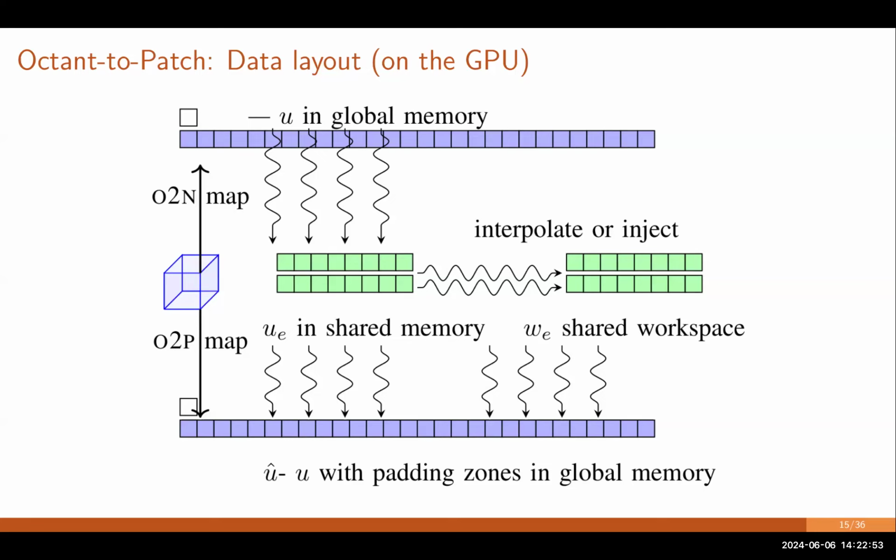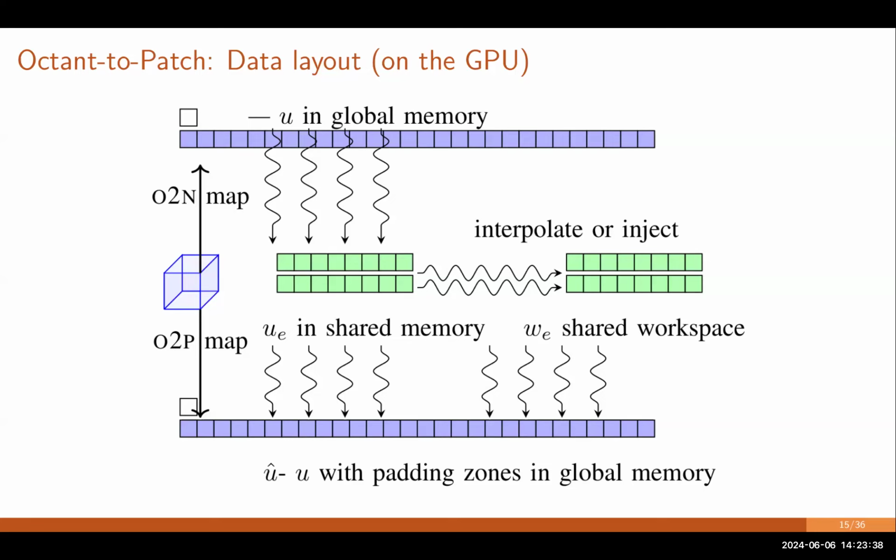Since we are looping over the octants, for each octant we use these generated maps to get data from the global memory. So basically, we gather the octant nodes to the shared memory, and then we have these workspace variables to do the interpolate or inject. And once the interpolation and inject is performed, we write things back from the shared memory to the global memory, to the same element with the appropriate padding regions.